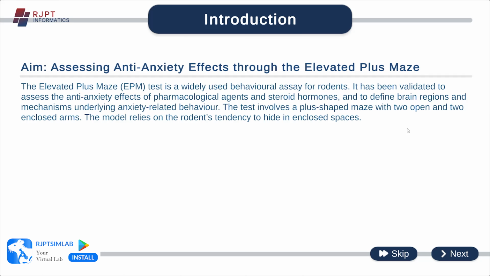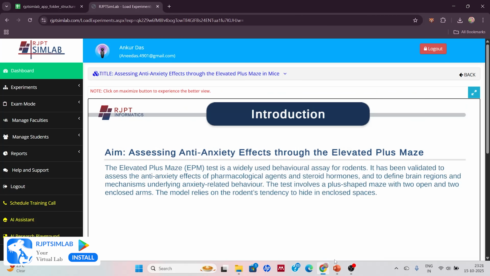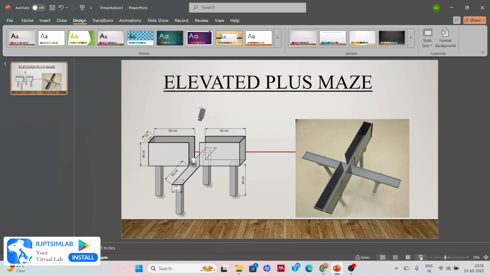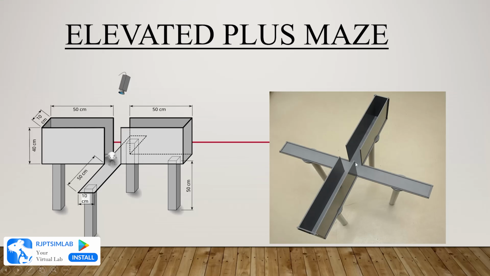At first, let me show you what an elevated plus maze looks like. This is the diagram of an elevated plus maze. As we can see here, it contains four arms. These are the two open arms, as we can see in the right image, and these are the two enclosed arms. It is closed, with walls on three sides.